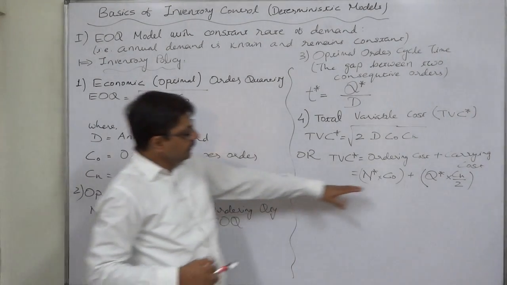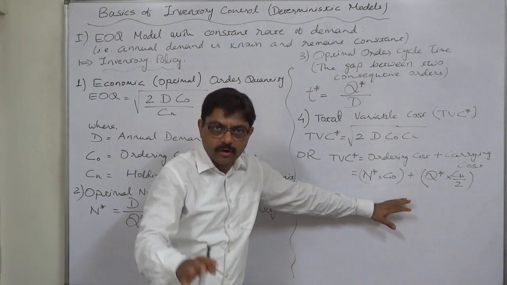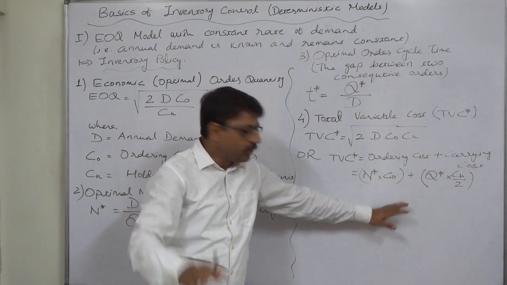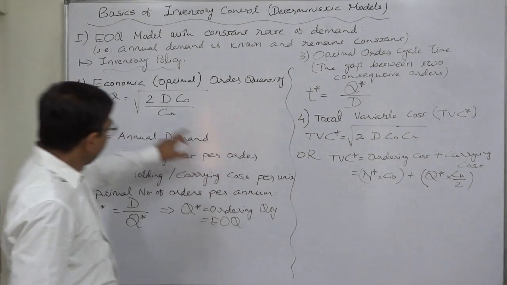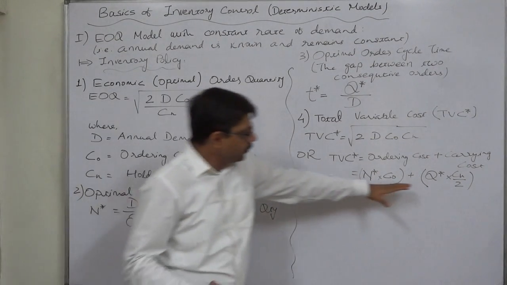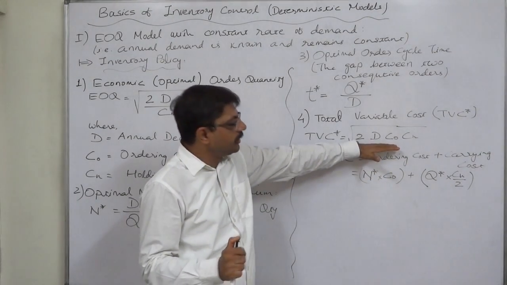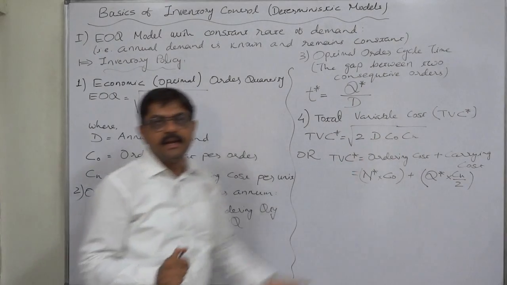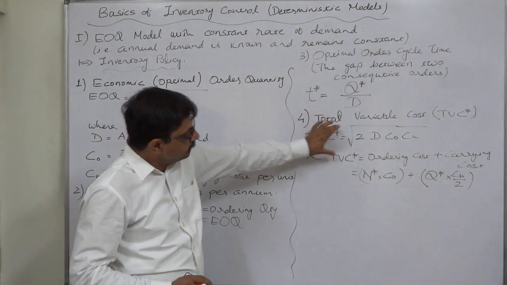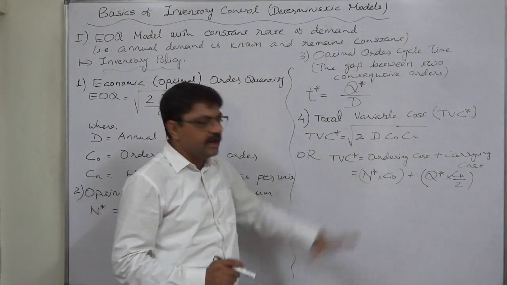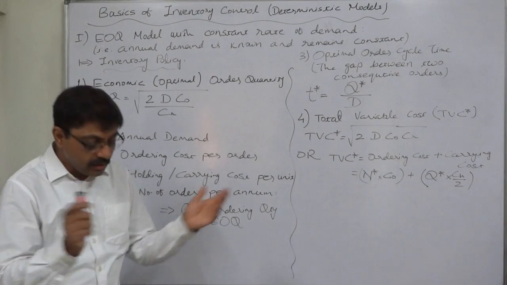This formula gives us the amount of total variable cost for any ordering quantity, whether the ordering quantity is equal to EOQ or not. The earlier formula can be used only if the ordering quantity is exactly equal to EOQ. So under EOQ only that formula can be used, but this formula can be used for any ordering quantity, whether it is equal to EOQ or not.